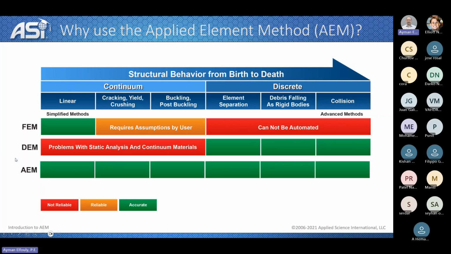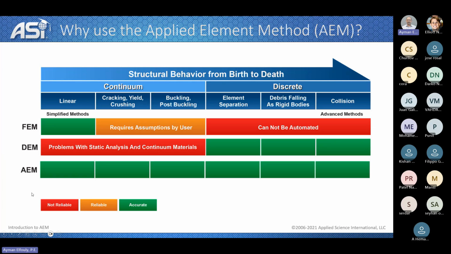Another numerical analysis method, which is called DEM, is very good when it comes to element separation, debris, and collision. However, it has some problems when we are doing linear elastic analysis, or if you are trying to do something like buckling. So DEM cannot be used for a steel component.